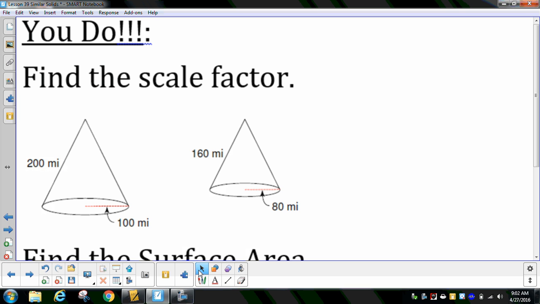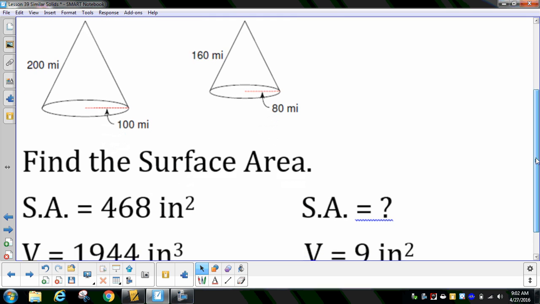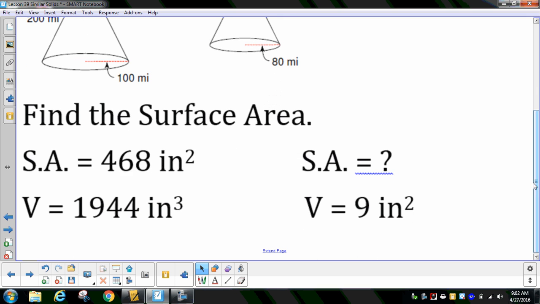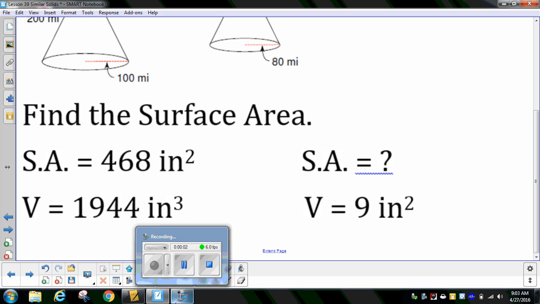So I have two you-dos for you to do. In this first one, I want you to find the scale factor from the small one over the large one. And in this one, I want you to find the surface area. This is the surface area of the smaller figure. So try those two. I'll answer questions in class, and we can do some practice.